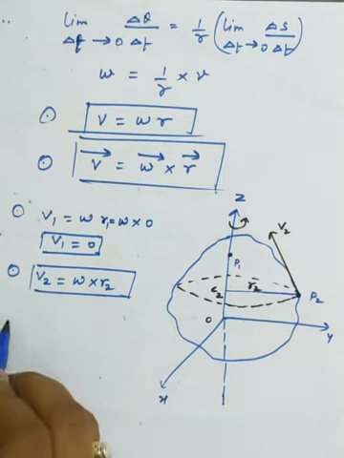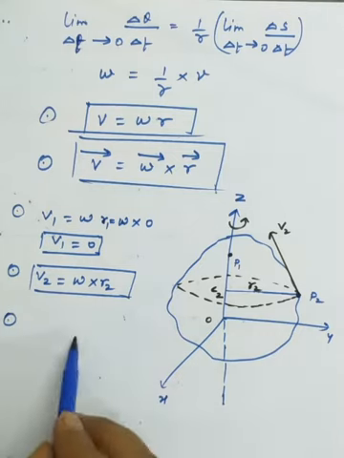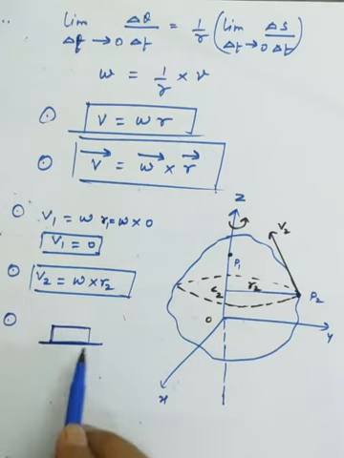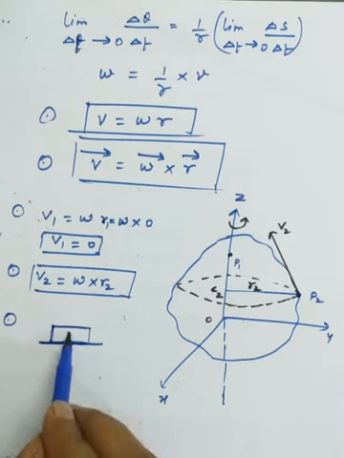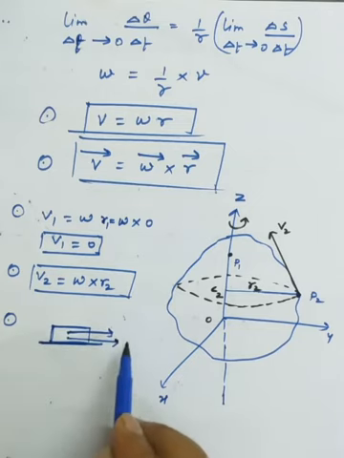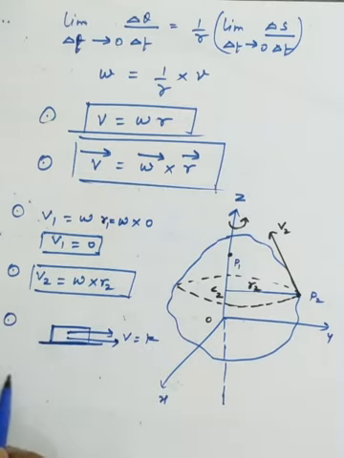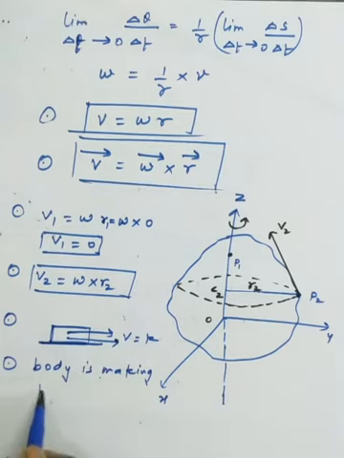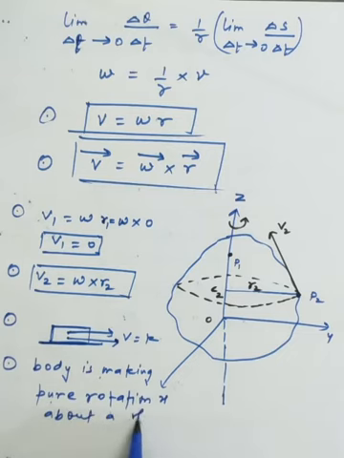Now we can say that in translational motion, whenever the body is making pure translation from one place to another, all the particles have the same velocity, that is the velocity is constant for them. As simply we can assume the body is making pure rotation about a fixed axis.